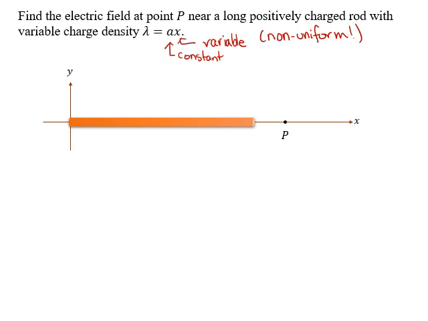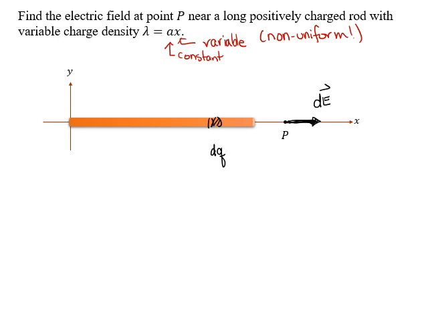So the first thing we do is we pick some small element of charge on our rod, we color that in and we label it dq. We draw the element of electric field created at point P due to our element of charge, dq. Since it's positive, the electric field will point away from it. So there's our little bit of electric field created by dq. It's a vector, we'll call it dE.